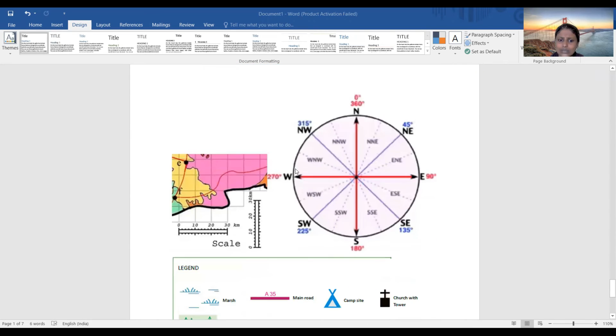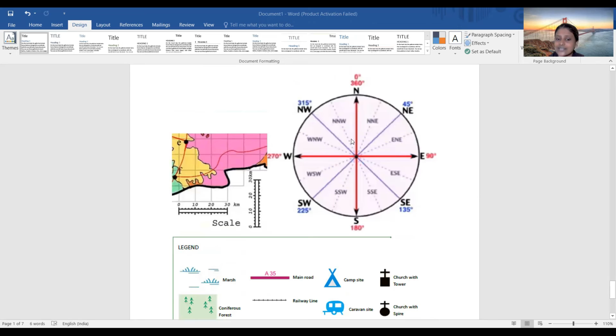Next, let us talk about the directions. We all know very well the four directions: east, west, north, and south. But you have to know about the northwest, northeast, southeast, as well as the southwest. So in every map, you can observe this direction indicator.